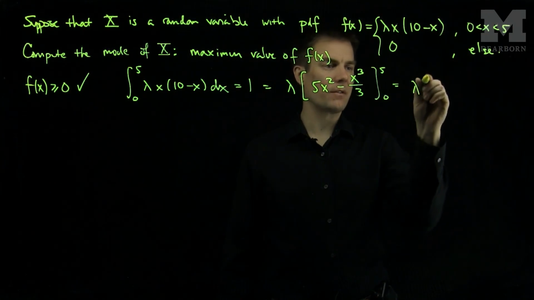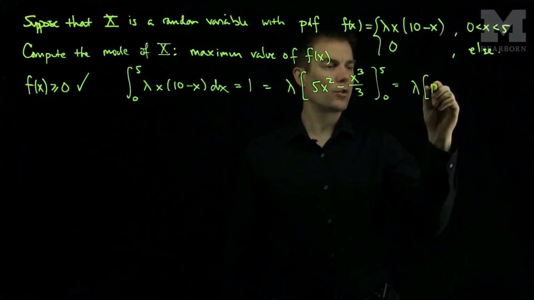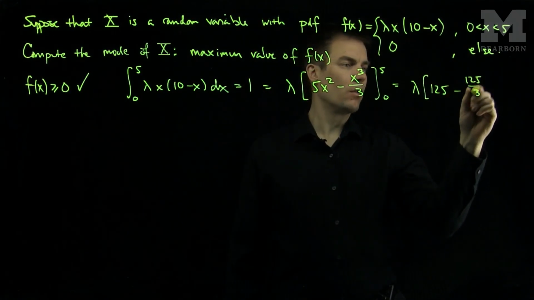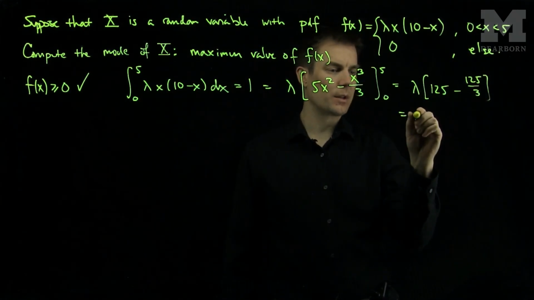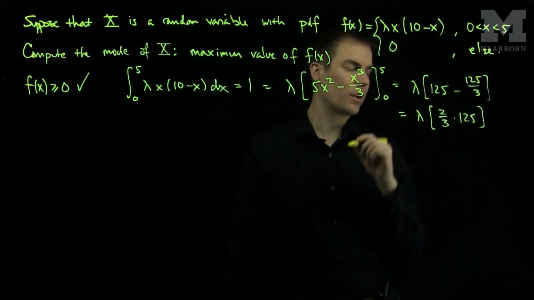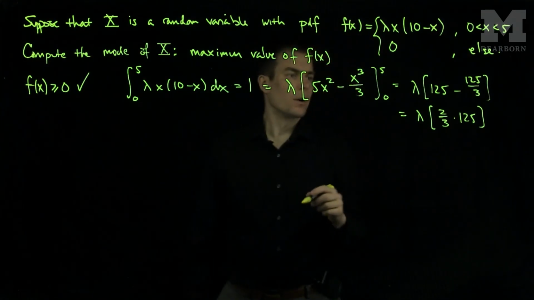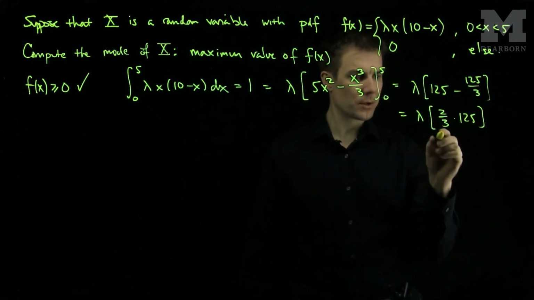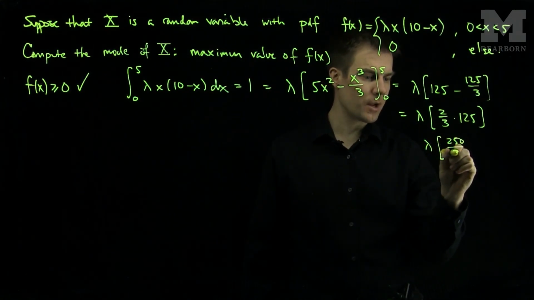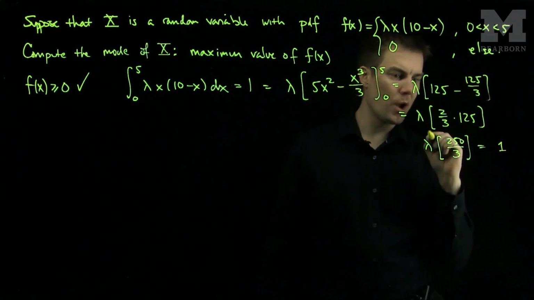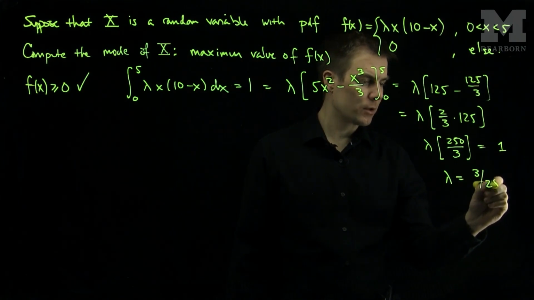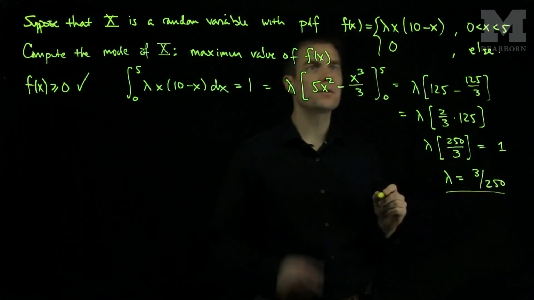When we plug in 5, I'm going to have a lambda, and then 125 minus 125 over 3. So this will be lambda times 2/3 of 125, or 250. So this will be lambda times 250 over 3. This must be equal to 1. So lambda must be equal to 3 over 250. That tells us what lambda is.